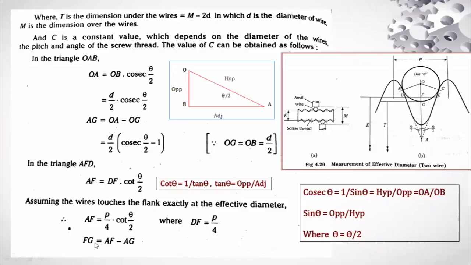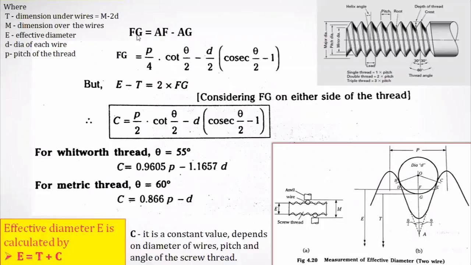Then again, FG, another representation. See here now, the main image, FG can be written in the form of AF minus AG. So you're going to get this distance, FG distance. Now for this, again they're going to do the substitution. I've taken this FG is equal to AF minus AG. I've taken this main image again in this slide also. FG is equal to AF minus AG.